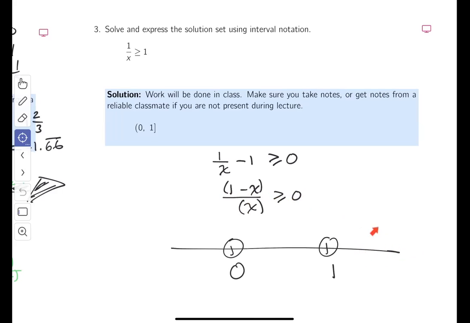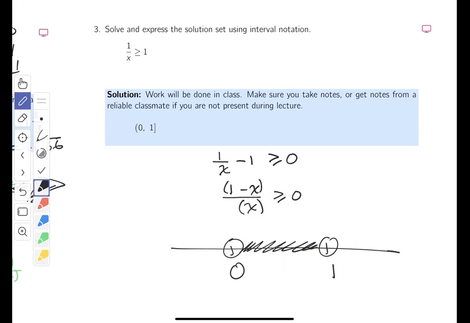Do not shade that in. Let's go between 0 and 1. What's a good test point between 0 and 1? A half. Plug it in. What do you get? 1 minus a half is a positive number. A half is a positive number. A positive divided by positive is a positive number. Of course, it's greater than 0. So I'm going to shade that in. Notice I didn't write this stuff down.